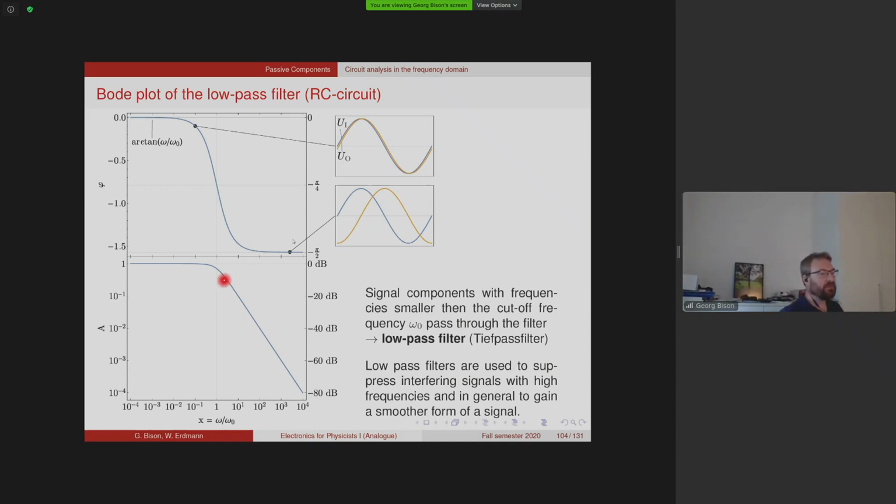Of course, this is an approximation to say that signal components with frequencies smaller than the cutoff pass through the filter, because this is not completely true. You see here, it starts to drop off already a little bit before the cutoff frequency. But after the cutoff frequency, the components are more and more suppressed. Low-pass filters are important. They are used to suppress interfering signals, and they generally make a signal more smooth.